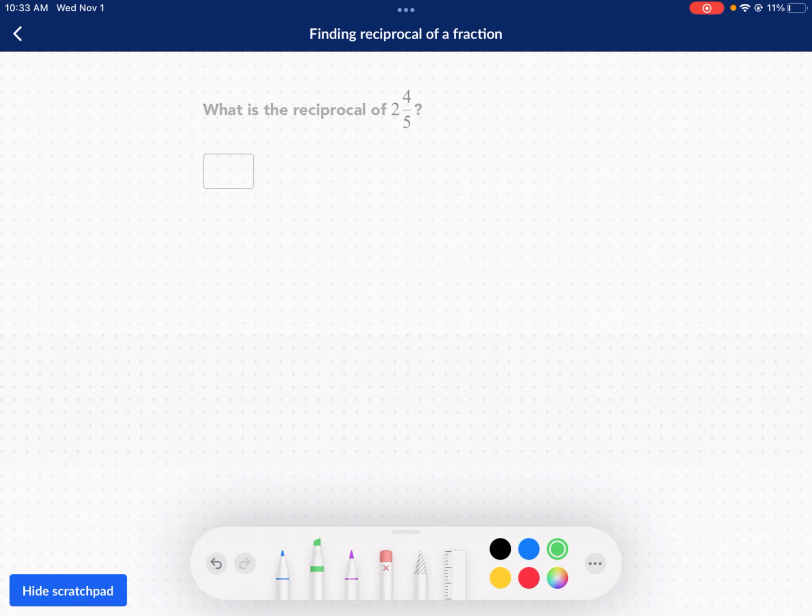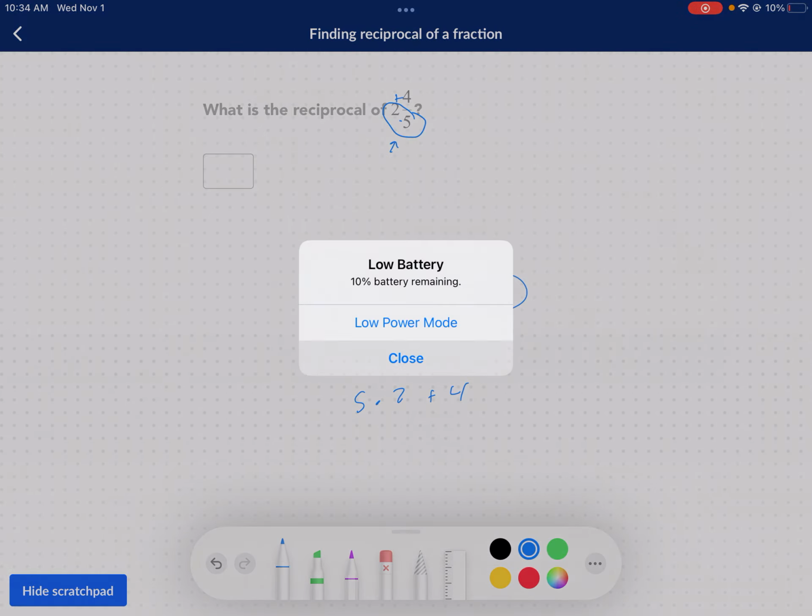Now this one we have to change into an improper fraction first. So I'm going to circle this. I multiply the 2 times the 5, and I add the leftover pieces. The reason I do that is because I have 2 wholes, each one with 5 pieces, and then this last one has 4 pieces out of that 5, so it's not completely filled. So this is 5 plus 5 plus 4. Or the quicker way to do it is 5 times 2, which is right here, and then I add that 4 left over. That gives me 14.